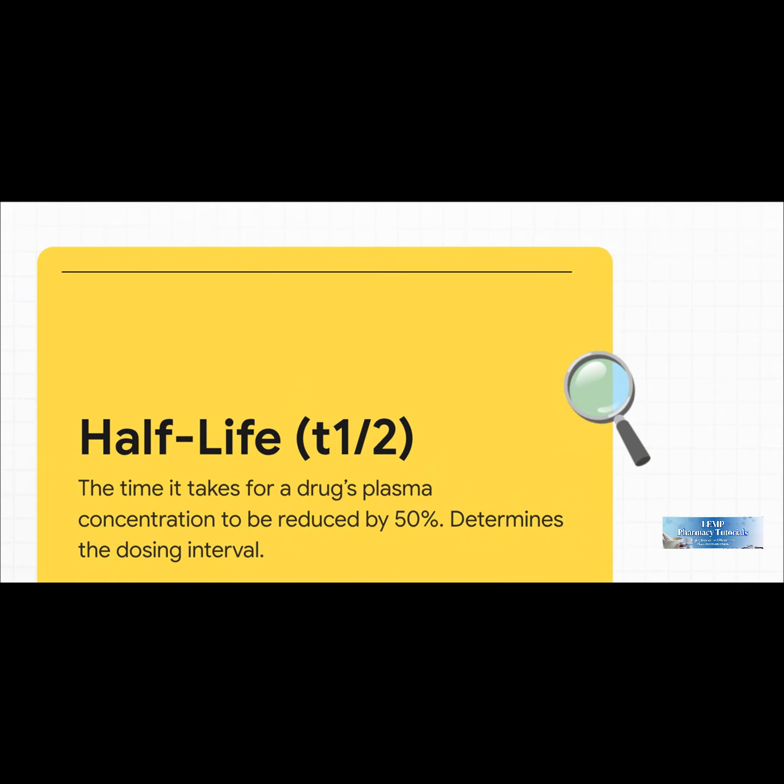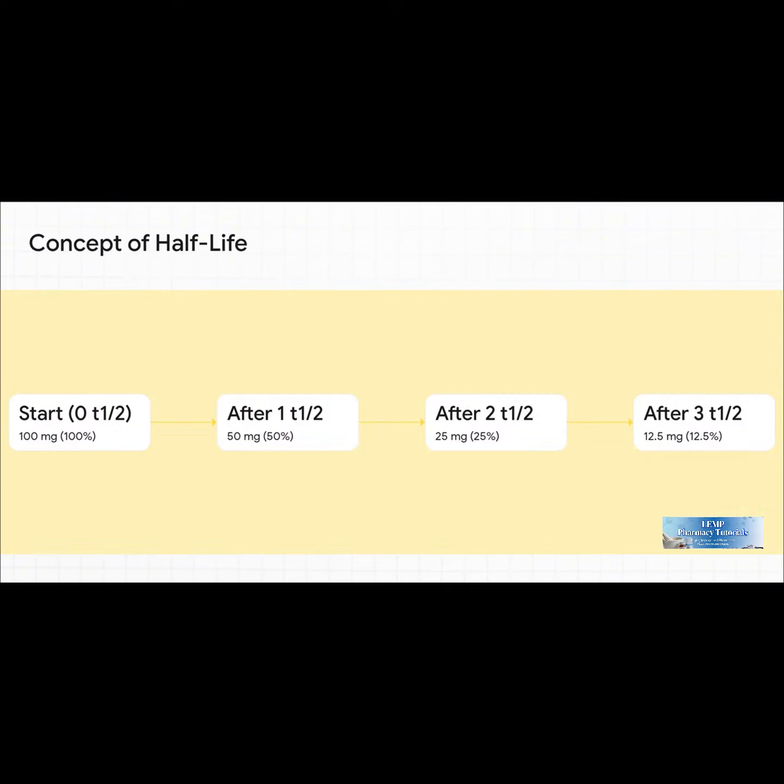Now, clearance is a bit of a technical concept, but it gives rise to something much more intuitive, the half-life. This is simply the time it takes for the amount of drug in your body to drop by half. And what's its most practical use? Well, it's the main thing that determines if you need to take a pill once a day or 4 times a day.